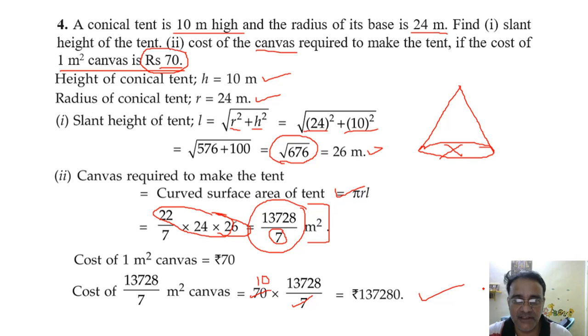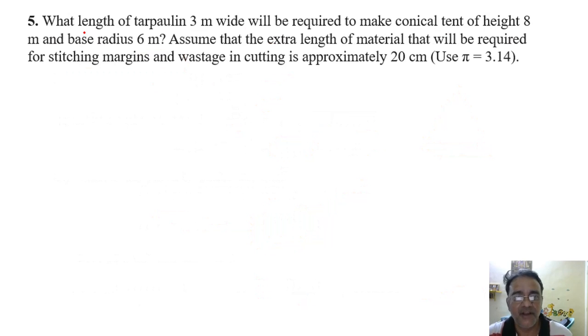Now we'll move towards the fifth question. What length of tarpaulin 3 meter wide will be required to make a conical tent of height 8 meter and base radius 6 meter? Somebody's mic is on, check.